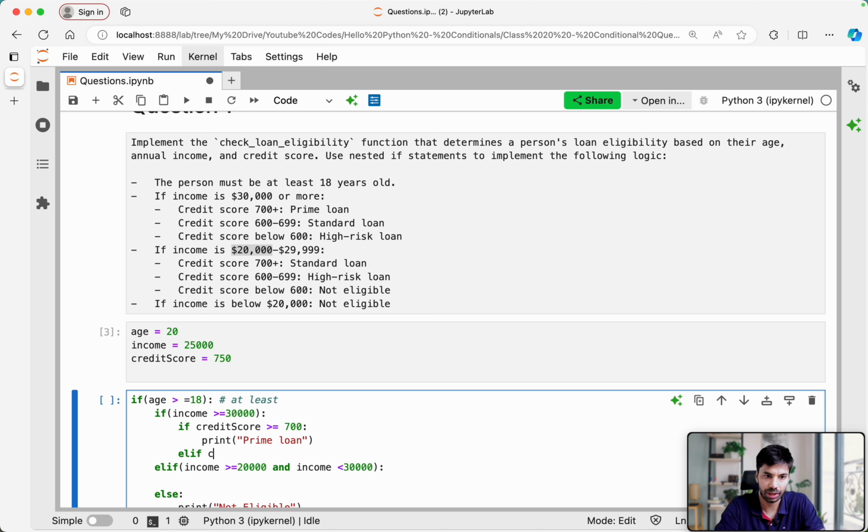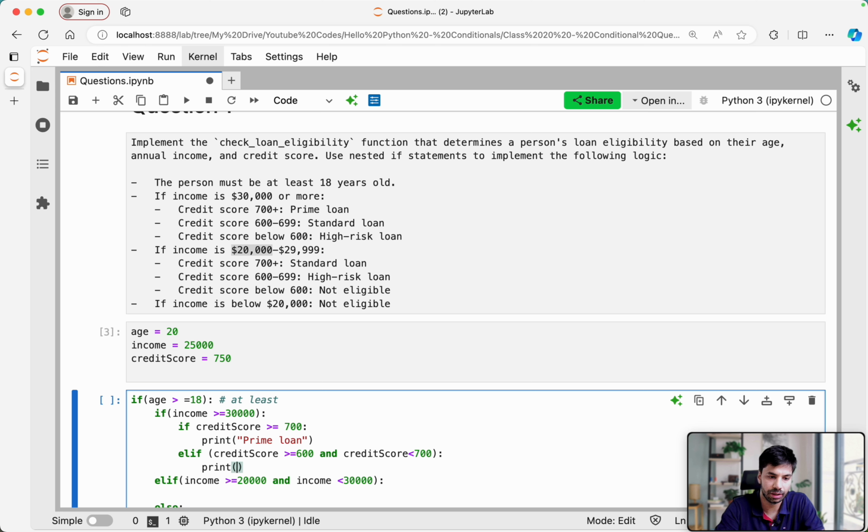Elif credit score, it should be better if we have this in brackets, greater than or equal to 600 and credit score less than, not equal to this time, 700. Either it can be less than or equal to 699, because it is from 600 to 699, or less than 700.